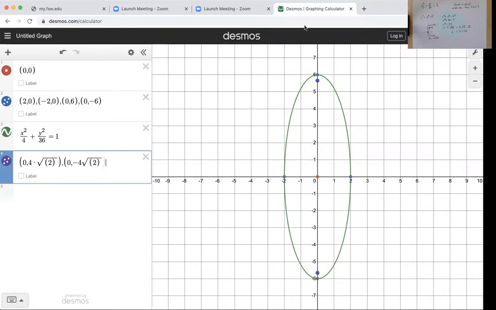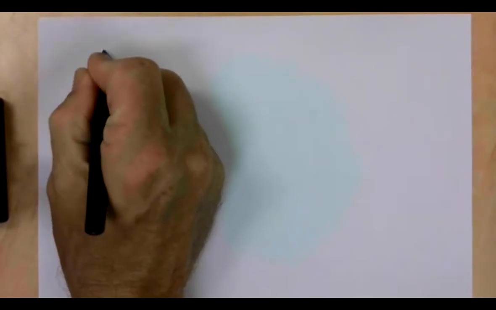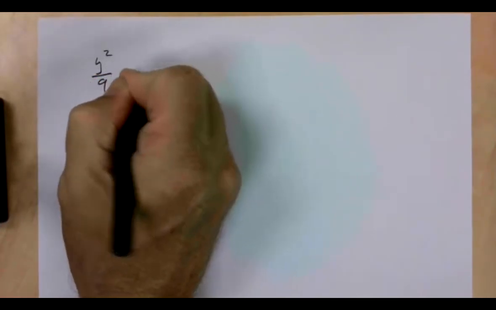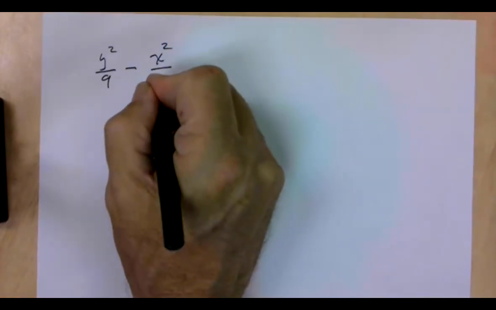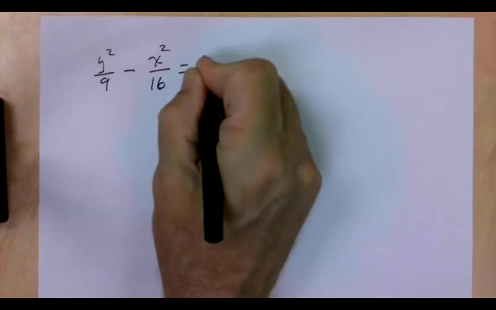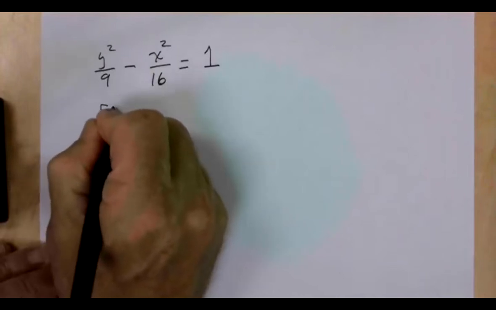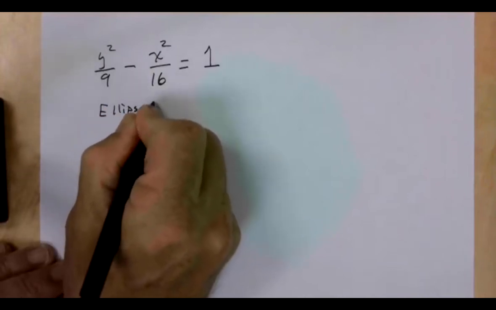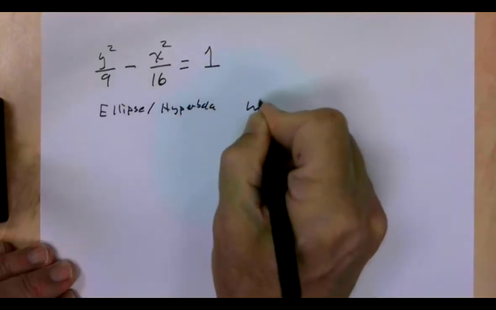Let's take a look at another example. So this time we will look at y squared over 9 minus x squared over 16 equals 1. So the question I'm going to ask you now is, is this an ellipse? Or is this a hyperbola? And why?